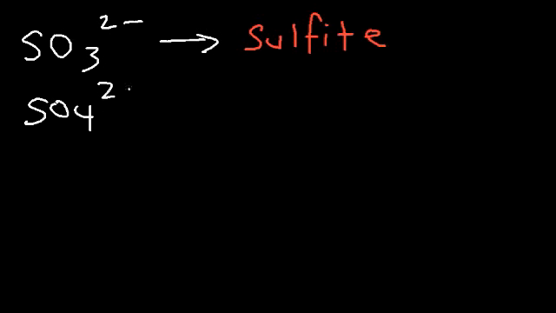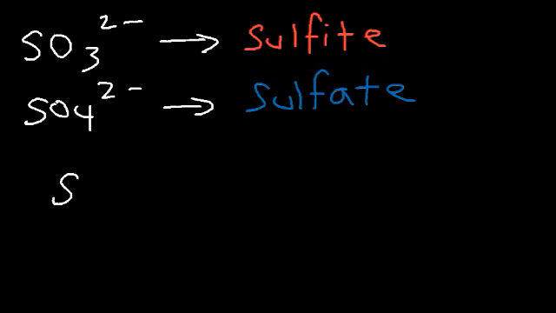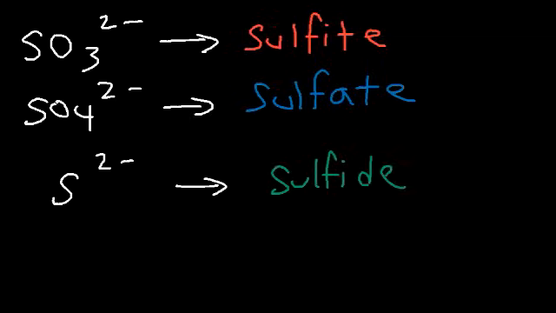SO4 2-, this is called sulfate. S2- is a monatomic ion. And monatomic ions typically end in -ide instead of -ite or -ate. So this is called sulfide. What do you think the names for these ions are?